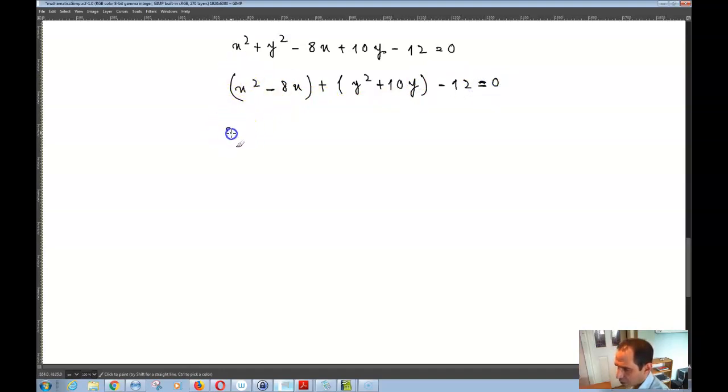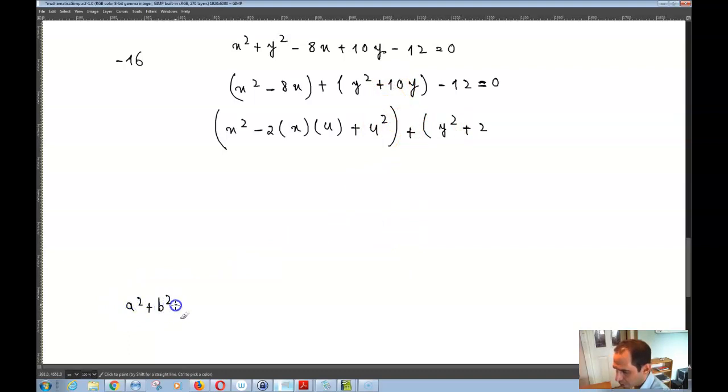And then this you can write as x squared minus 2 times x times 4, for example, plus 4 squared. So this is the first part. Now since I have added the 4 squared, I have to subtract a 4 squared, which is 16 here. Then I have y squared plus 2 times, and I'm writing plus 2 because you know a squared plus b squared plus 2ab is equal to a plus b whole squared, and a squared plus b squared minus 2ab is equal to a minus b whole squared.